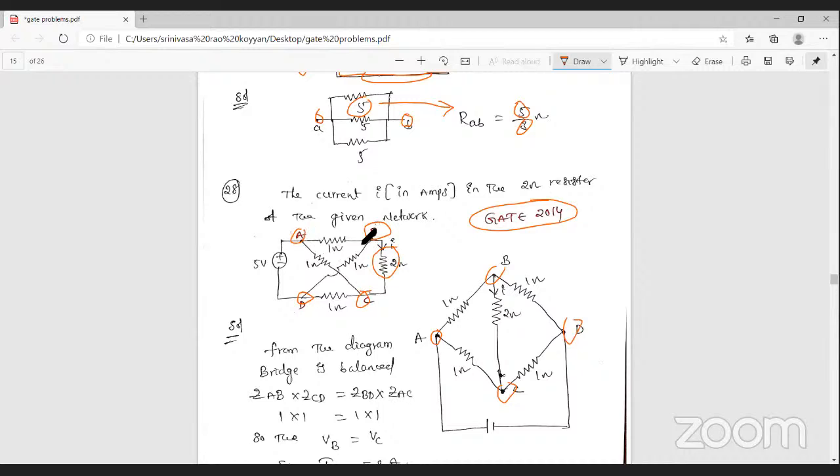So A to B is 1 ohm resistance, and B to C is 2 ohm resistance. Next, C to D is 1 ohm resistance, and C to D here is also 1 ohm resistance. Next, A to C is 1 ohm resistance. Next, B to D is also 1 ohm resistance.